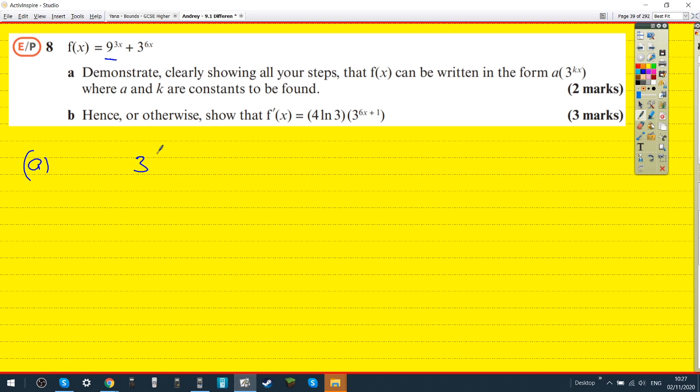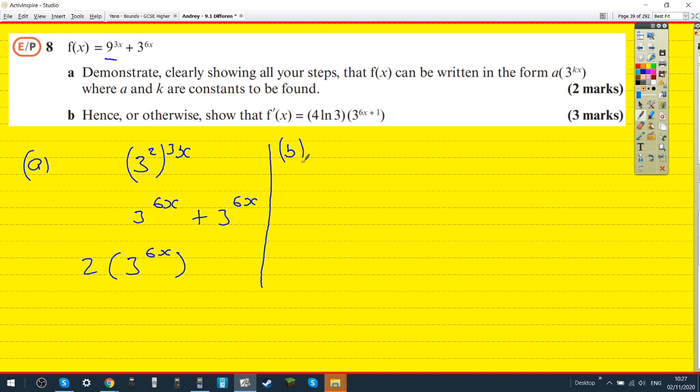Would I do 3 cubed? Oh no, 3 squared, sorry, and then 3 to the x. Yeah. And 3 to the 6x. Yeah, so that one's 3 to the 6x. Simplify. Will A be 2? Yeah. And, yeah, okay, 6. Yeah, 3 to the 6x. And then hence or otherwise differentiate this, and get this bracket thing.